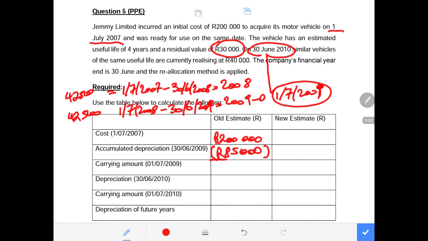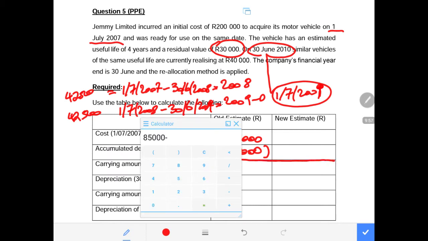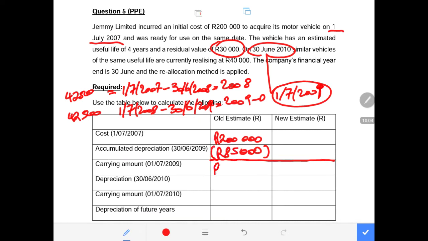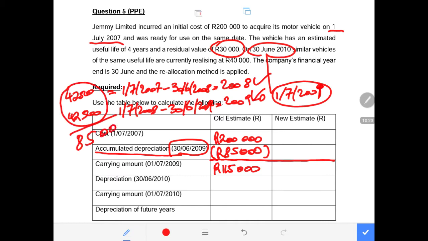So now cost minus accumulated depreciation will give us the carrying amount, minus 200,000 rands. This will give us the carrying amount of 115,000 rands. Take note again, this accumulated depreciation is at 30 June 2009, meaning the 2008 depreciation and the 2009 depreciation, which is 42,500 plus 42,500. This gives us the total accumulated depreciation for 2 years as 85,000 rands.